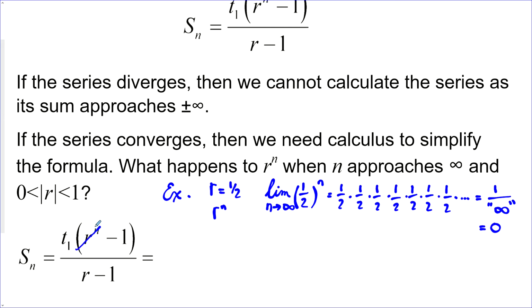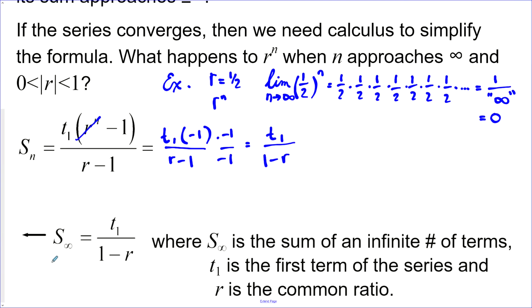And so that's gone. So all we're left with is term 1 times negative 1, and in the denominator, r minus 1. Now it's awkward to have a negative 1 in the numerator here, so let's multiply numerator and denominator by negative 1. This would give us term 1 over, and all we're going to do is flip this around, 1 minus r. And that is our new formula for infinite geometric series that converges.